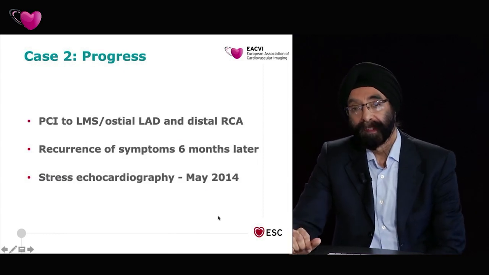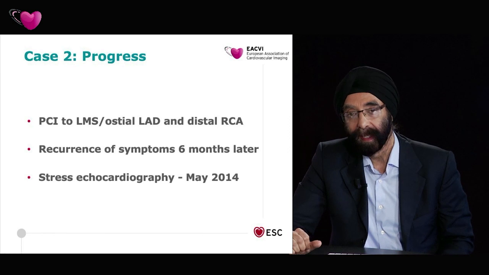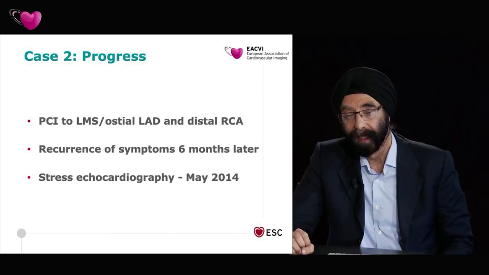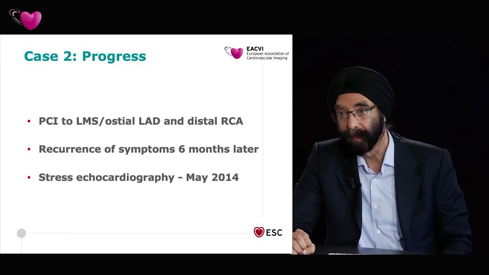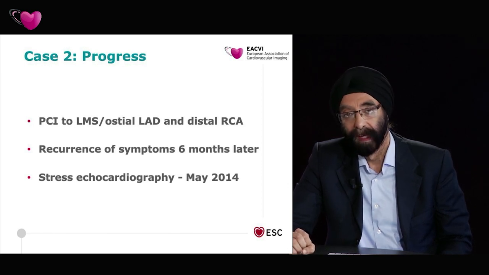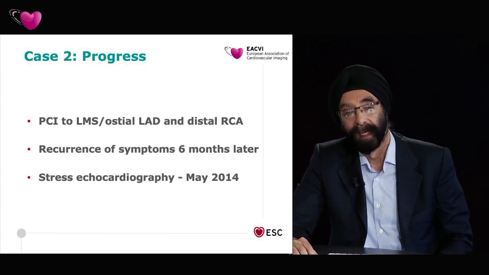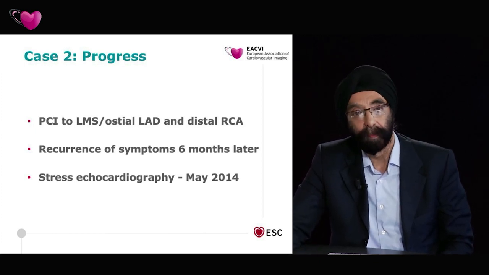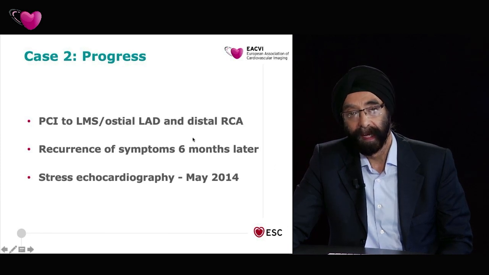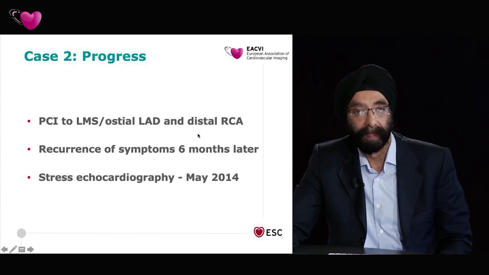So on the one hand, we have somebody who's symptomatic, but really only at a high level of exercise. But on the other hand, we have the same patient who has a lot of ischemia with treadmill testing. So this was open to a lot of discussion. And obviously there was a lot of patient interaction as well about what should be done. The patient opted for a percutaneous approach to treatment and had a PCI to the left main stem and the ostial LAD, and also to the distal right coronary artery.